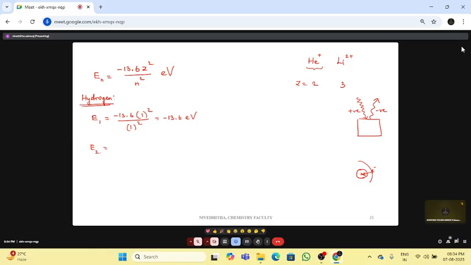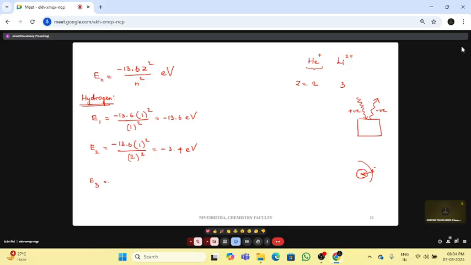If the electron is present in the second shell, then the energy of the electron is minus 13.6 times 1 divided by 2 square, since the atomic number is the same, right? So could you please calculate and let me know the value of E2? Minus 13.6 divided by 4. Yes, it is minus 3.4 electron volt.